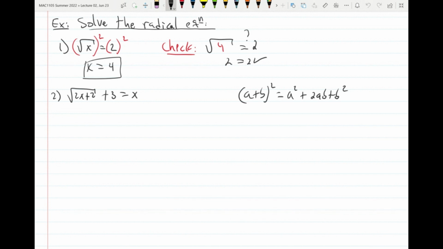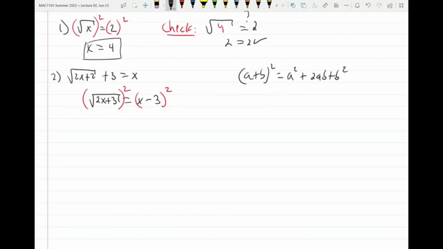So the first thing is isolate the radical. So you have to move the 3 over. Subtract 3. Now the radical is by itself. Now we can square both sides. So now square both sides. The left hand side, the radical is gone. So we have 2x plus 3. And now the right hand side, we have x minus 3 squared.